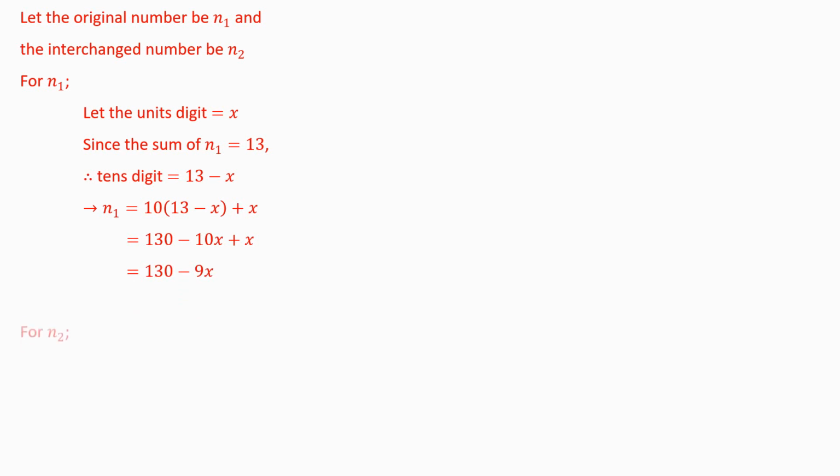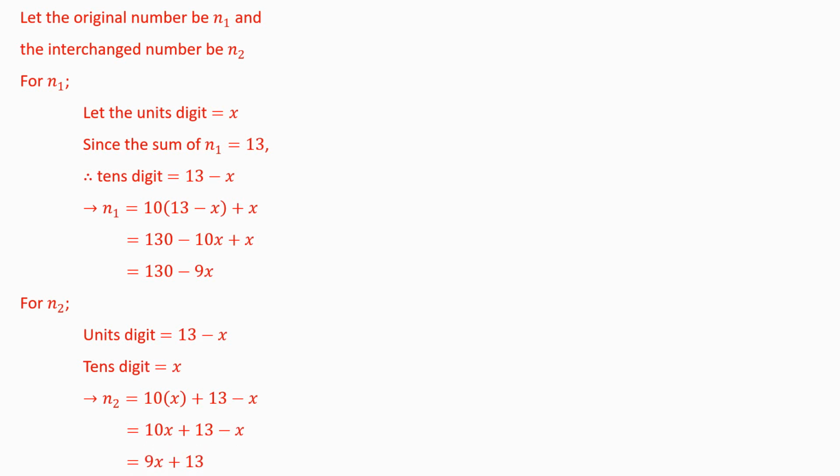Then for n2, we interchange. So the unit digit will be 13 minus x and the tens digit will be x. Then we compute n2 as well. It will be 10 times the tens digit, which is x, plus 13 minus x, the unit digit. Open the brackets, we have 10x plus 13 minus x, which is equal to 9x plus 13. So our n1 is equal to 130 minus 9x, and our n2 is equal to 9x plus 13.